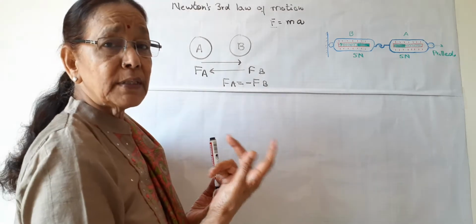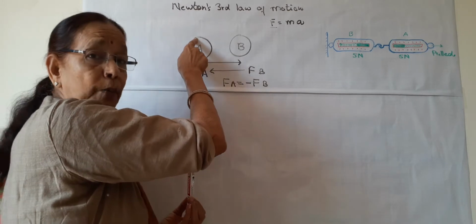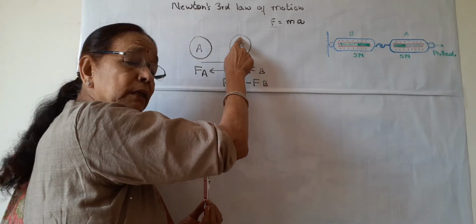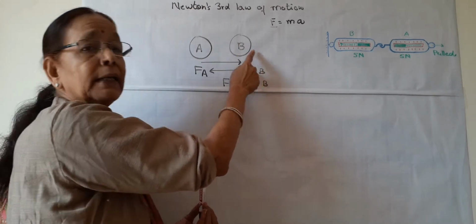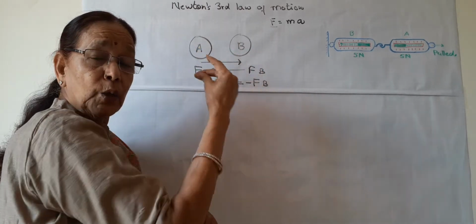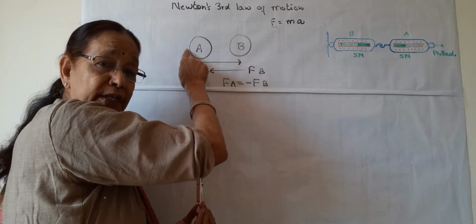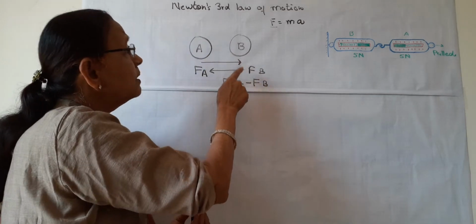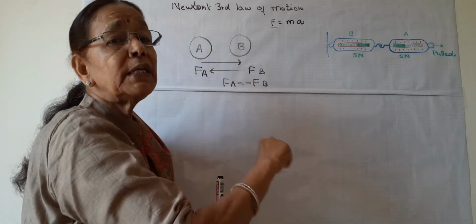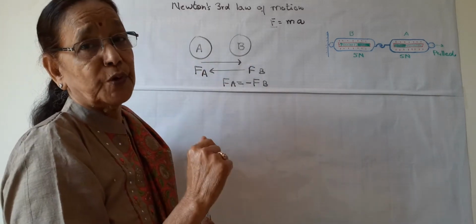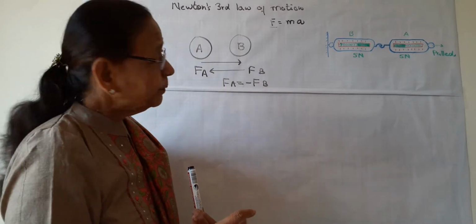So what is Newton's third law? The third law is, when an object exerts a force on another object, the second object instantaneously, quickly exerts a force on the first, and this force is equal to the first and it is opposite in direction to the first force. This is Newton's third law of motion.